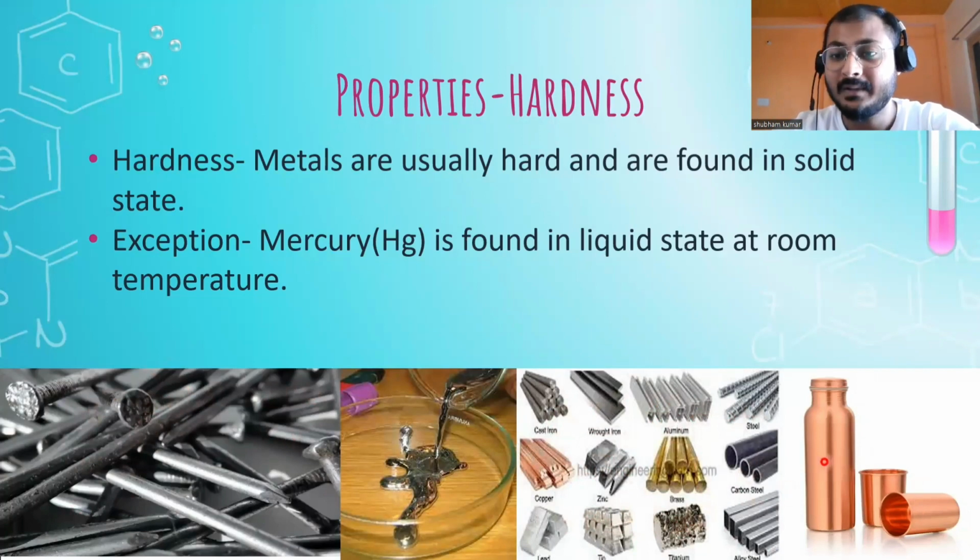Here we can see the bottles or glasses made up of copper. Copper is also a metal, and this bottle is hard in nature. So we can say that metals have permanent hardness, but there is one exception to this property of metals, and that is mercury. Mercury is generally found in liquid state at room temperature. At room temperature we can see that mercury is found in liquid state, and here it is shown in this picture. Where do we use mercury?